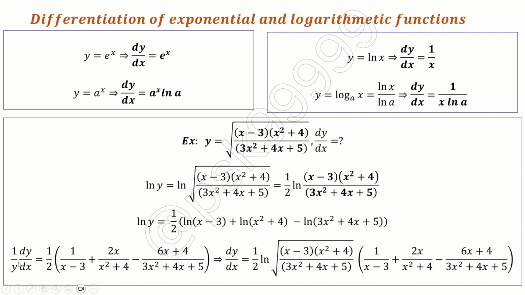Now you do differentiation. This is very easy. 1 by y dy by dx is equal to half into the differentiation of this one, which is 1 by x minus 3, plus 1 by x square plus 4 and the differentiation of x square, which is 2x, so 2x by x square plus 4, minus 1 by 3x square plus 4x plus 5 and the differentiation of this one, which is 6x plus 4. You simplify it, and this is what you will get. So this is the advantage of using logarithms and exponentials in differentiation. You can convert some complex expressions into easy additions and subtractions. Okay, let's do some exercises now. Exercise 5.4.